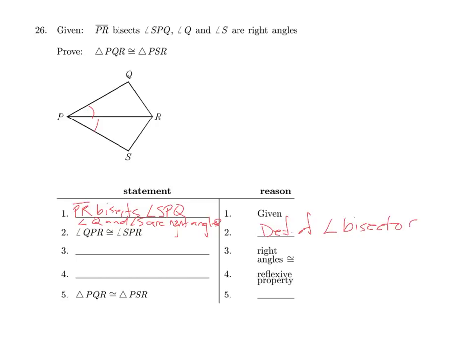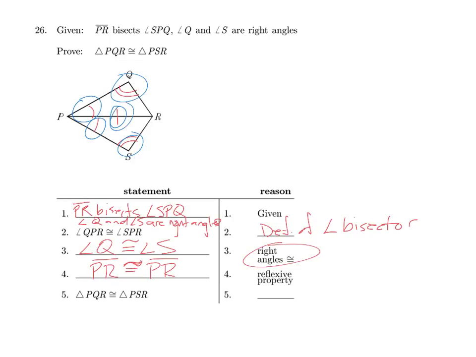All right, then it says right angles are congruent. Well, I know angle Q is congruent to angle S. They told me in the beginning that the angles are right angles, and so right angles are congruent. Then we have the reflexive property. So PR is congruent to PR. That should be more squiggly. All right, and I could say the triangles are congruent by what shortcut? AAS. Alrighty, done.